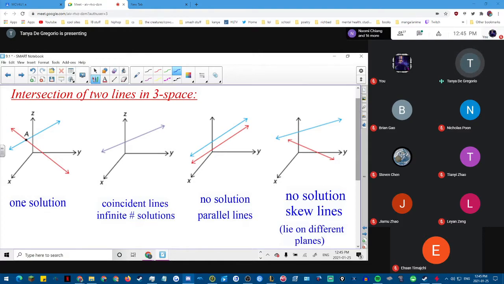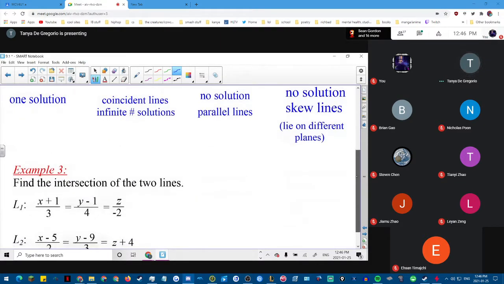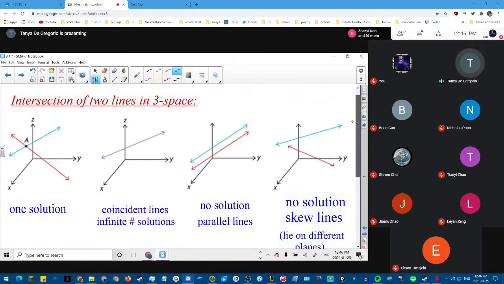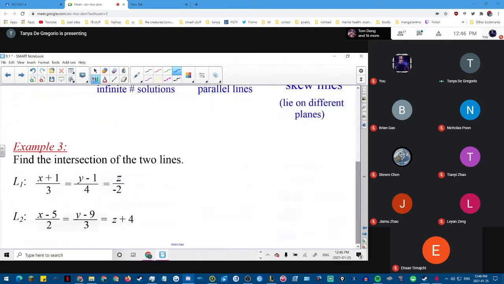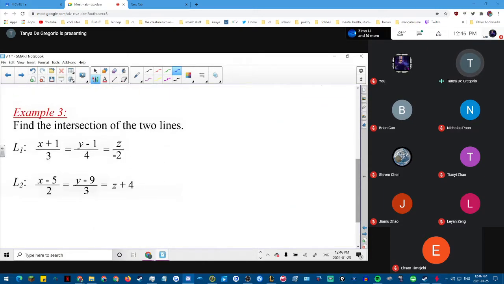There could be no solution, meaning that the lines are parallel, or there could be no solution, but the lines are not parallel, they're skew. So they never meet, but their direction is not the same. Okay, they're not parallel. That's something that's new for you guys, right? The first 3 cases are the same as in 2 space, but the 4th case is new. Okay, skew lines.